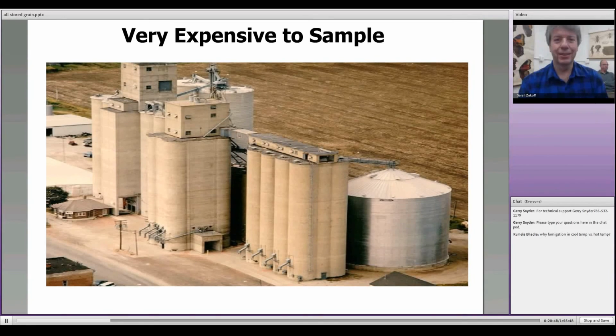It's going to cost a lot of money to set up a sampling system for insects, but if you have temperature sampling, if you have temperature cables in these silos and in that big metal bin, they should be working properly and you should use them.